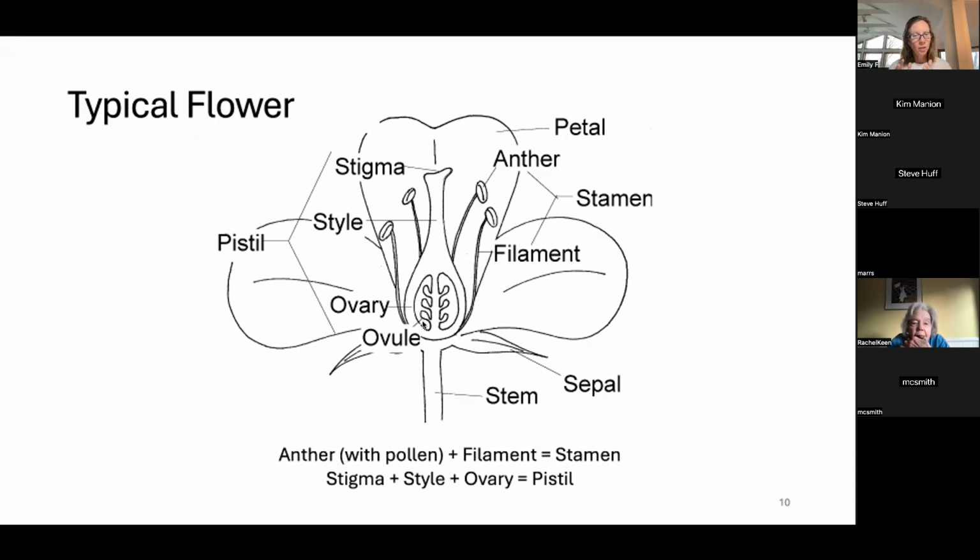And all women have style. So that's how you're going to remember that the pistil is going to be the female piece. So we're going to be playing around with these pieces because this is a typical flower. And a lot of the flowers that we're going to be looking at and talking about on our trees are not going to be as good at being typical and having all of these pieces.